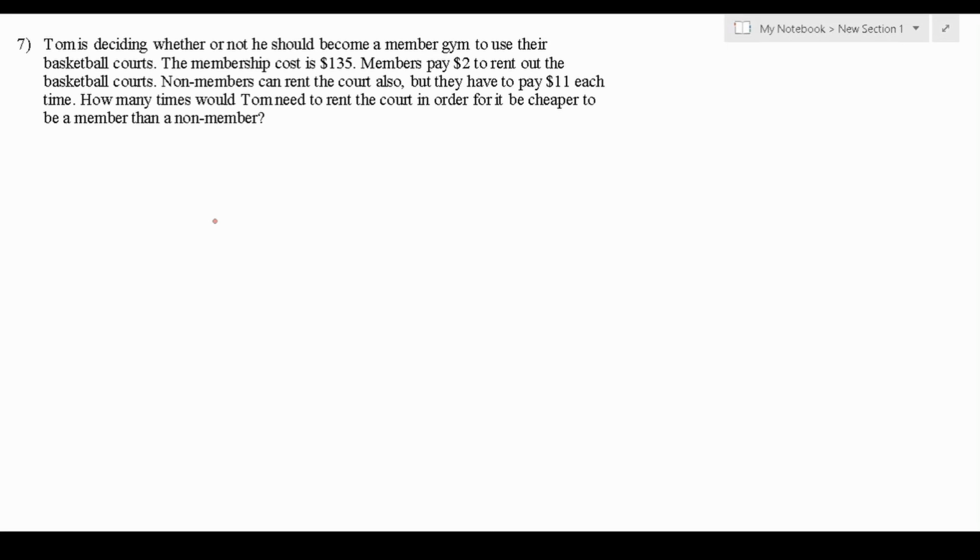How many times would Tom need to rent the court in order for it to be cheaper to be a member than a non-member? Okay. So in this case, again, we're not interested in those two things breaking even. So we know we're going to either be using greater than or less than. That said, let's start by writing the right-hand side of our equation. Again, to be a member, it costs $135. And to rent the court, it costs $2 each time.